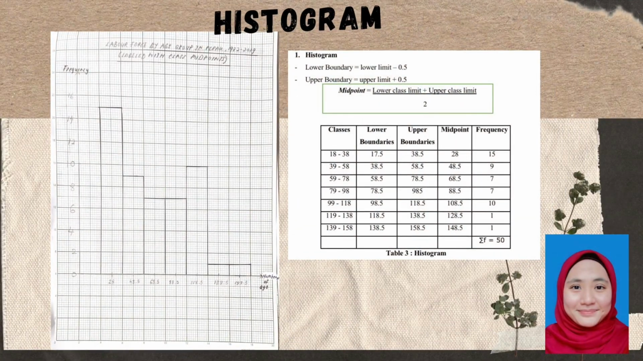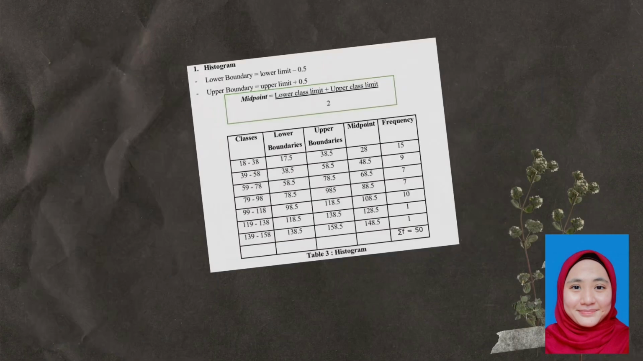Next is histogram. To draw a histogram, we must calculate the lower boundary and upper boundary. To calculate the lower boundary, lower limit minus 0.5, and to calculate the upper boundary, upper limit plus 0.5. To calculate midpoint, lower class limit plus upper class limit divided by 2. For this graph, we use frequency for the y-axis and midpoint for the x-axis.